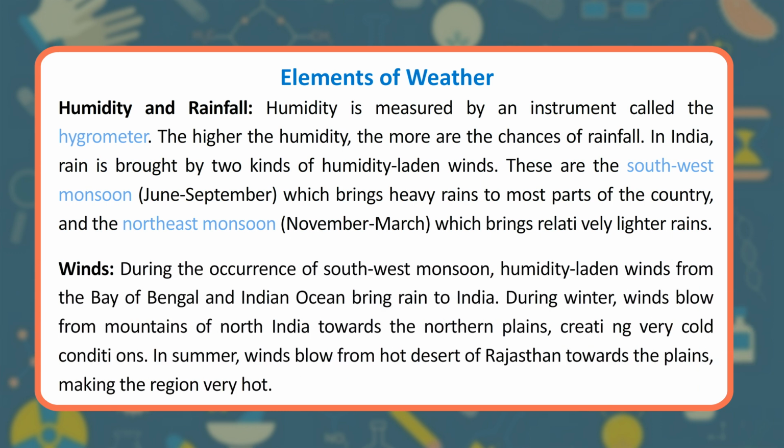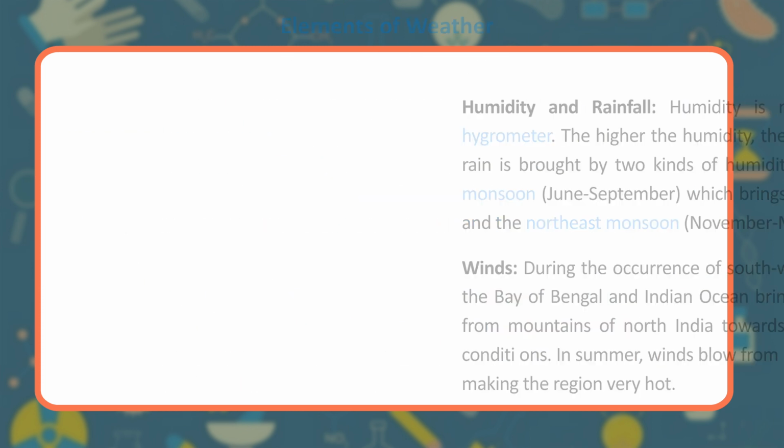Winds. During the occurrence of southwest monsoon, humidity-laden winds from the Bay of Bengal and Indian Ocean bring rain to India. During winter, winds blow from mountains of North India towards the northern plains, creating very cold conditions. In summer, winds blow from hot desert of Rajasthan towards the plains, making the region very hot.